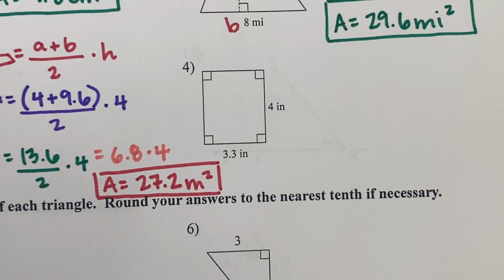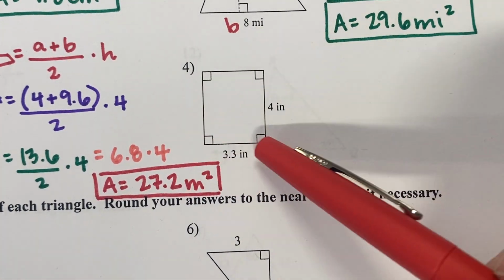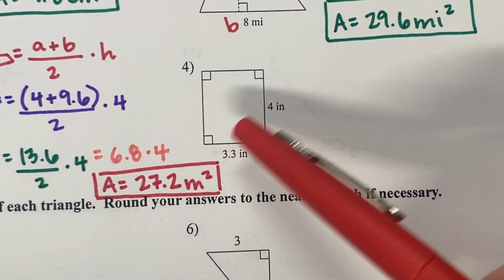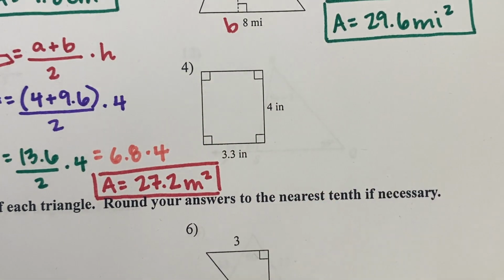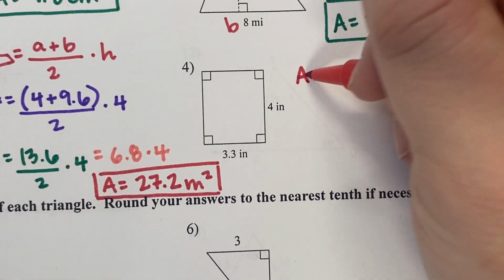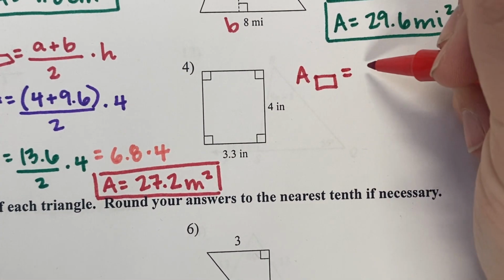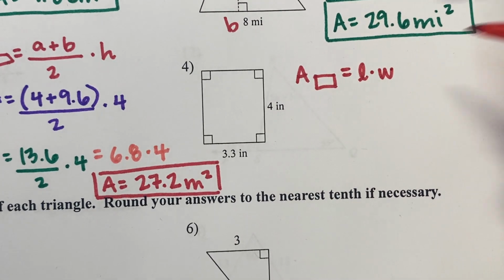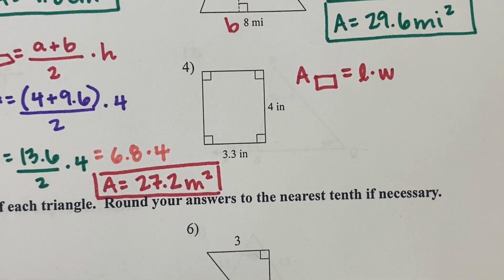Okay, let's look at number 4. So this guy is just a rectangle, a 4-sided shape where the opposite sides are parallel and they're not all equal. The area formula for a rectangle is length times width, or you can think of it as base times height. It's basically the same thing.